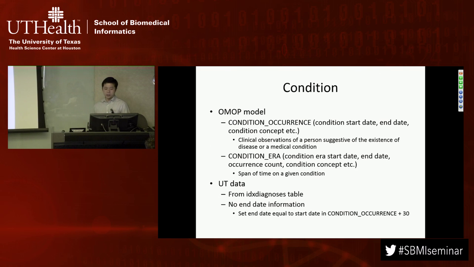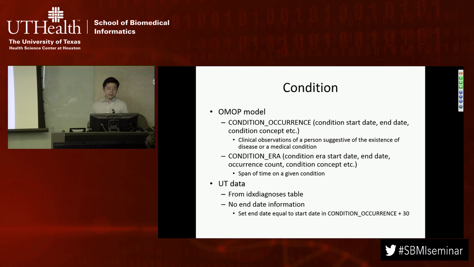So here, we're going to start to introduce our conversion on the condition part. In the OMOP model, we have two tables to represent the condition-related things. One is condition occurrence. Another one is condition era, which has a very similar structure to the drug. For condition occurrence, we have the condition start date, end date, and the concept. It basically just represents the clinical observation of the existence of a disease or medical condition in a person.